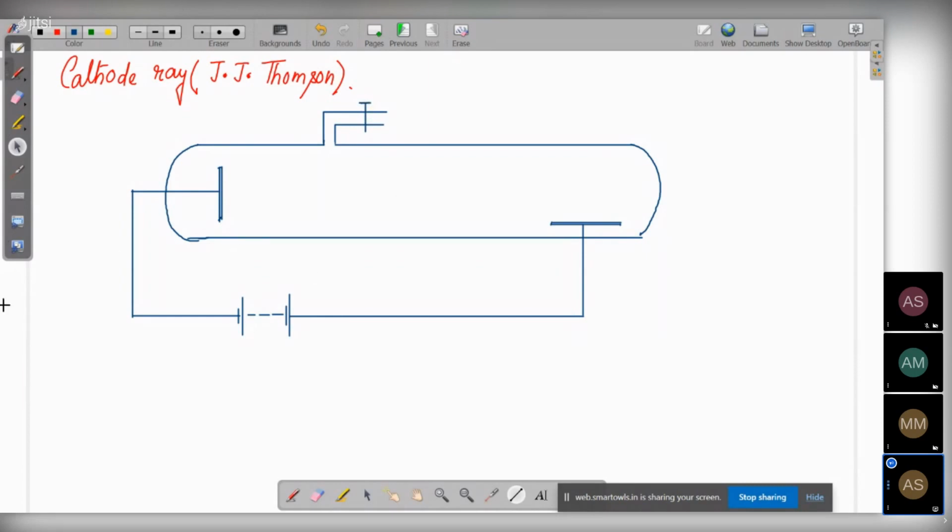So this is a kind of experimental setup. Now what is this? This is a vacuum pump. What is the work of a vacuum pump? The work of a vacuum pump is to suck out air. Vacuum means it will actually create a vacuum inside. That means it will suck out the air from the tube.